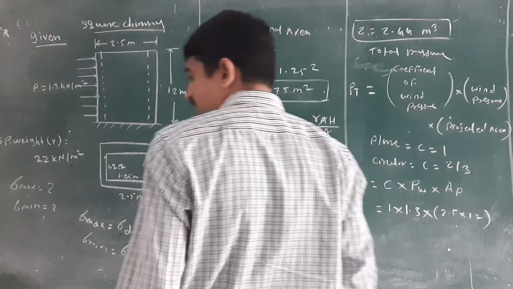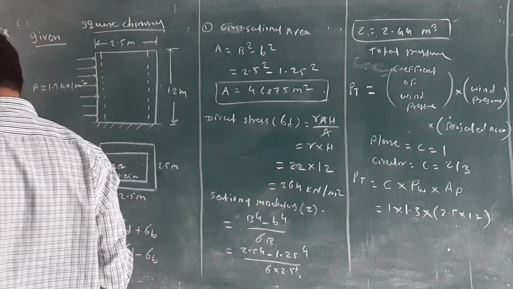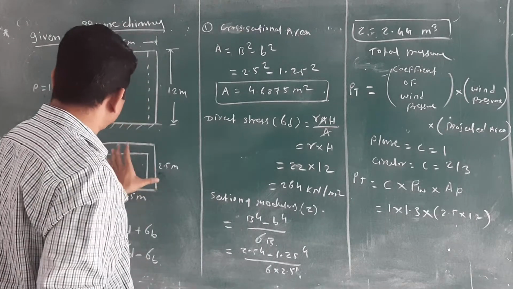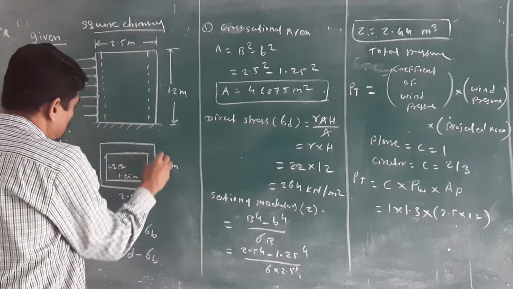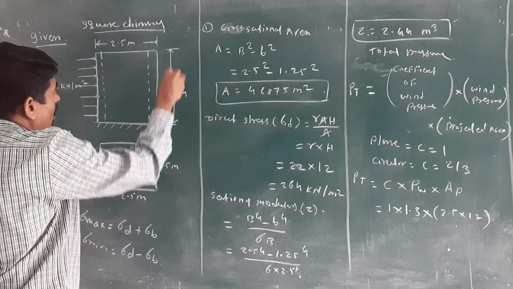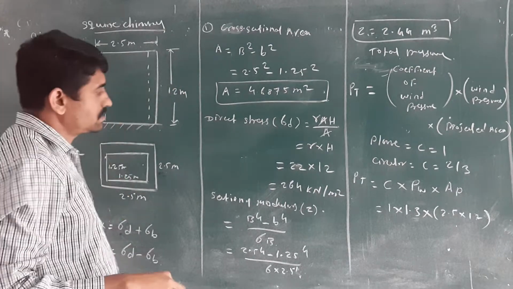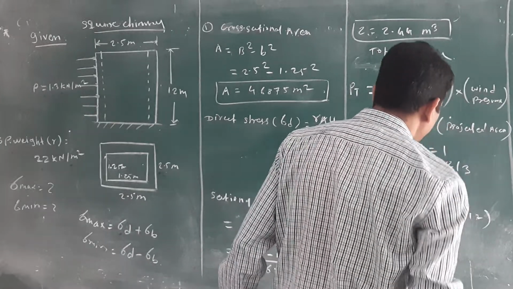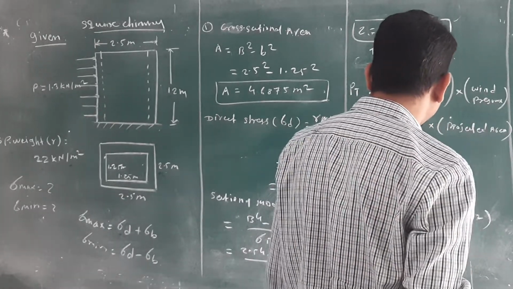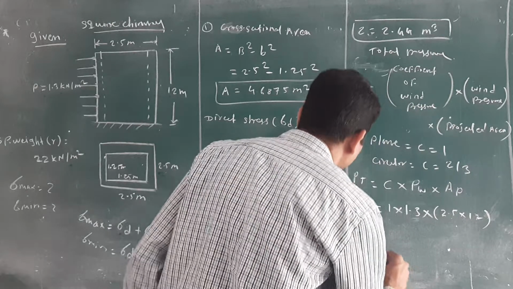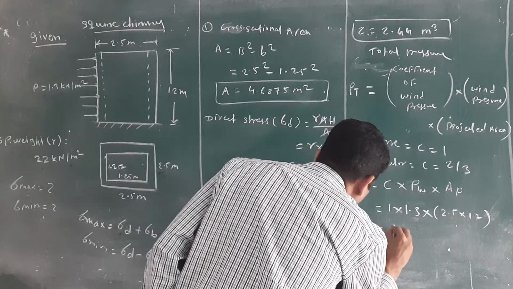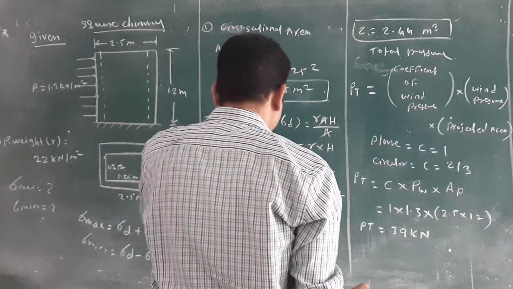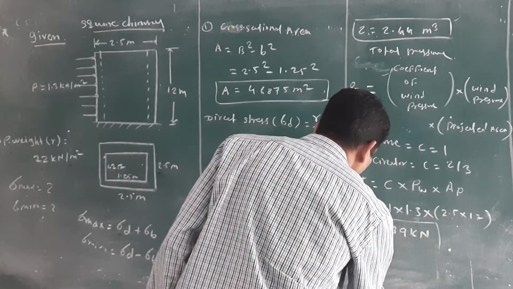Okay, check that this projected area is 2.5. This square section is given, right? Up to this height the pressure is acting, so we have considered the projected area as 2.5 into 12. Then you will get PT equal to 39 kilonewton. Okay, all of you getting how to calculate that projected area?